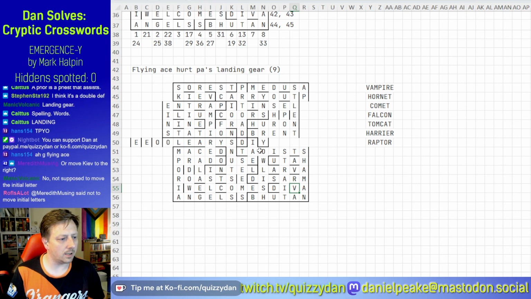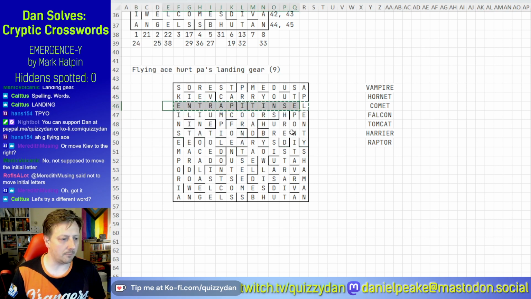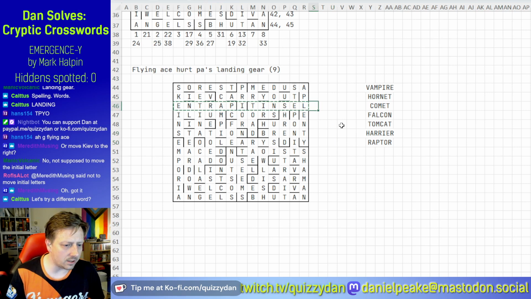I can't see where Kiev is. To the right. Yeah, initial letters will stay the same. Hornet. Let's try falcon because F is an unusual word. F-A-L. No C there. F-A-L.